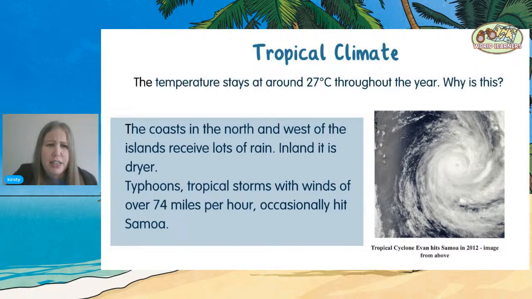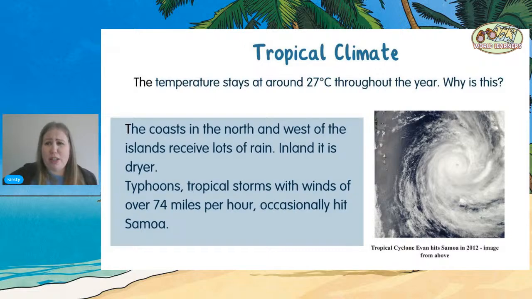The coasts in the north and west of the islands receive lots of rain. Inland, it is a little bit drier, but the coastal regions around the edge of the islands have a lot more rain. Typhoons and tropical storms, that we looked at last week when we were talking about South Korea, with winds of over 74 miles an hour, occasionally hit Samoa. Same effect that we were talking about with South Korea, that warm air rising in the Pacific.